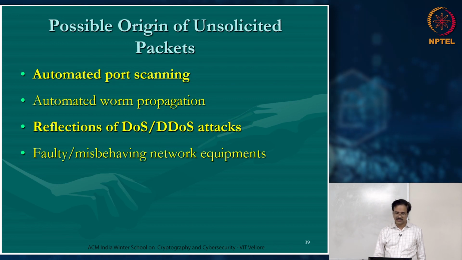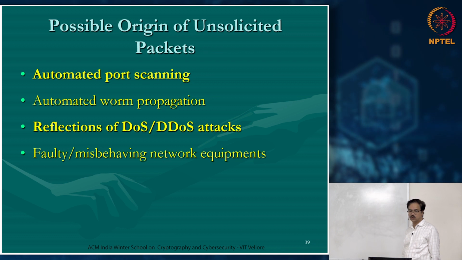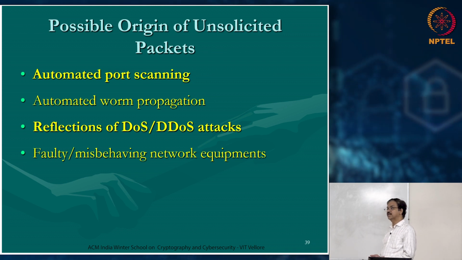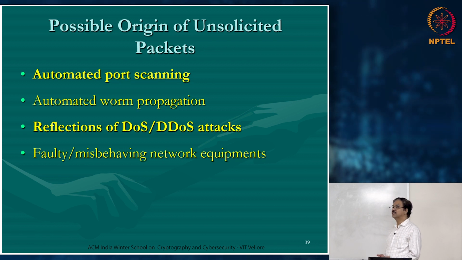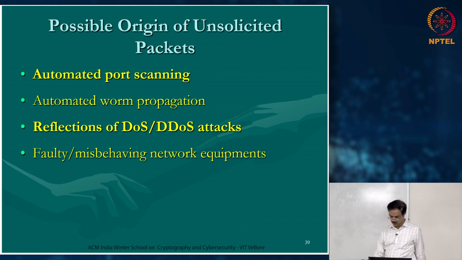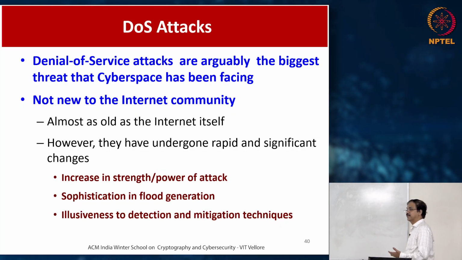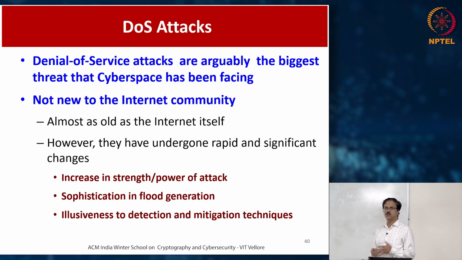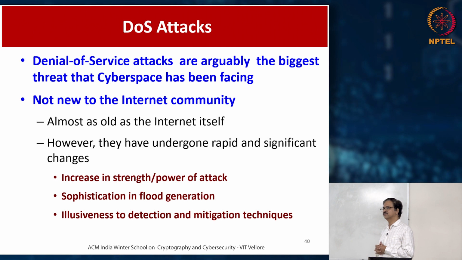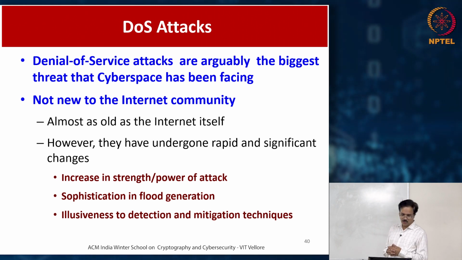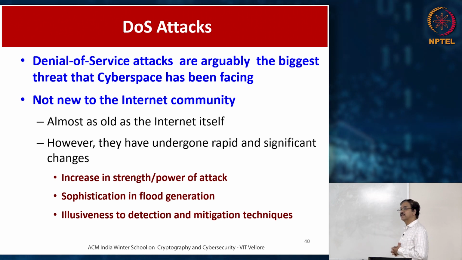We already discussed the possible origins of unsolicited packets. One is automated port scanning, where the intention is to find out whether a particular port on the remote machine is open. But one of the most common reasons is the denial of service attacks taking place on a service. You all know about denial of service, right? Do we need to talk more about it? No, right. So we will skip this, because they are almost as old as the internet itself.